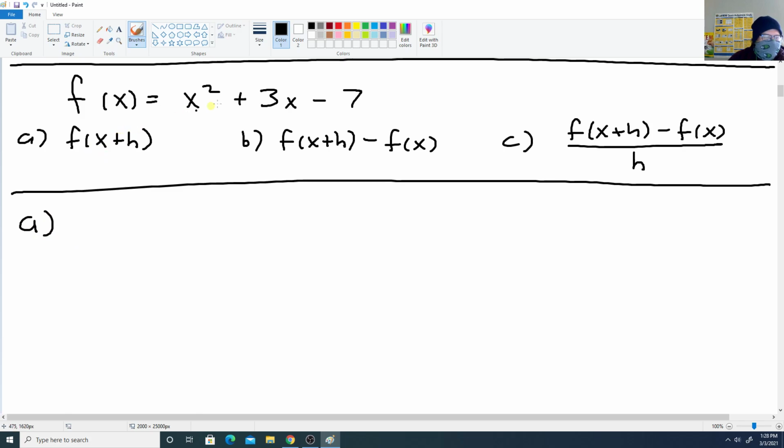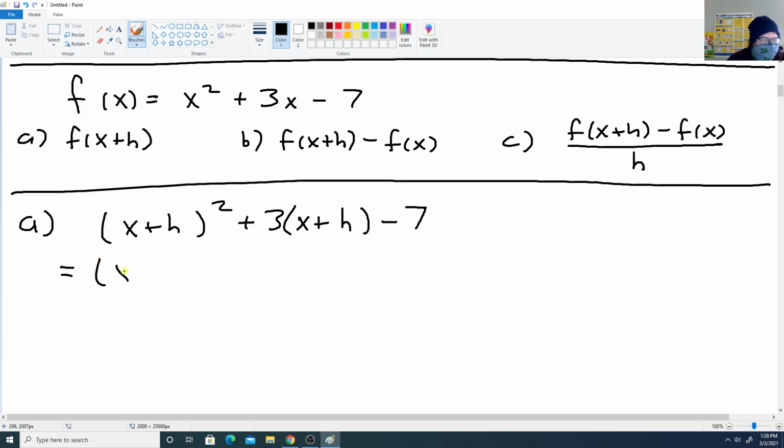So for part A, we're going to say, all right, we need to take our function f of x and replace its x values. So I'm creating spots to plug in with parentheses. We need to replace the x values with x plus h's. So instead of x squared, I get x plus h squared. Instead of plus 3 times x, I get plus 3 times x plus h, then I get minus 7. So I'll need to set up to FOIL out the first term that's squared. 3 is going to distribute on this term.